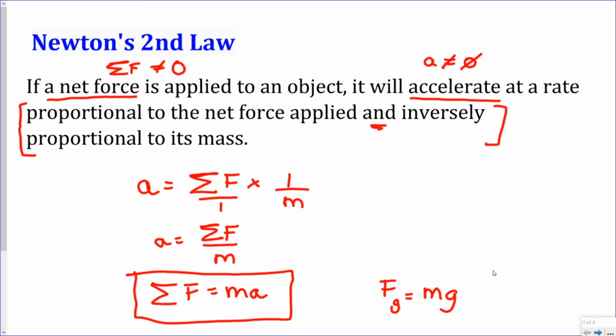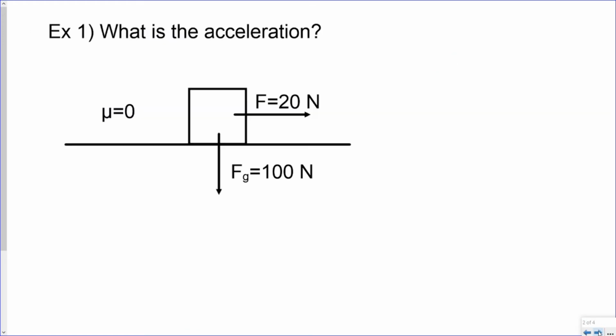So how do we actually deal with that? Here's an example. What is the acceleration given this situation? I've drawn on some of the forces, not all of them. We have a force of gravity acting down, and it's 100 newtons. We have a force being applied to it going to the right of 20 newtons.